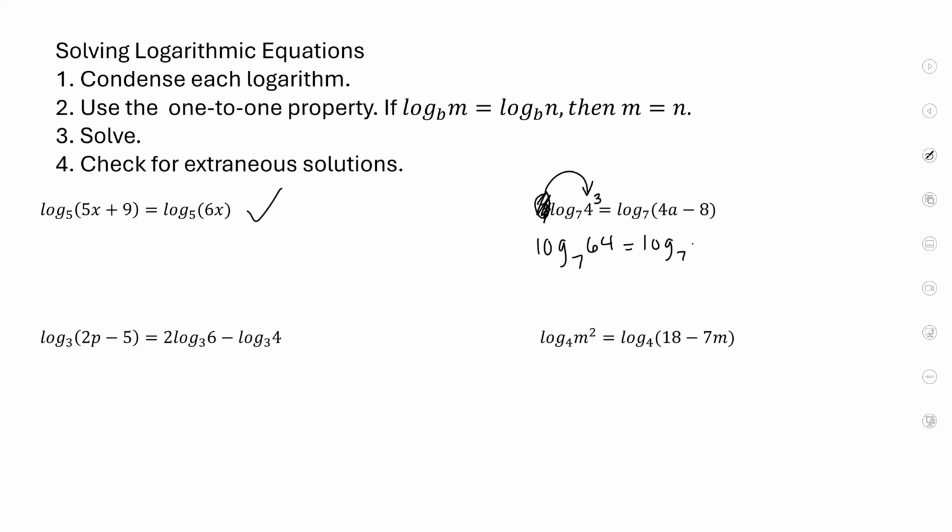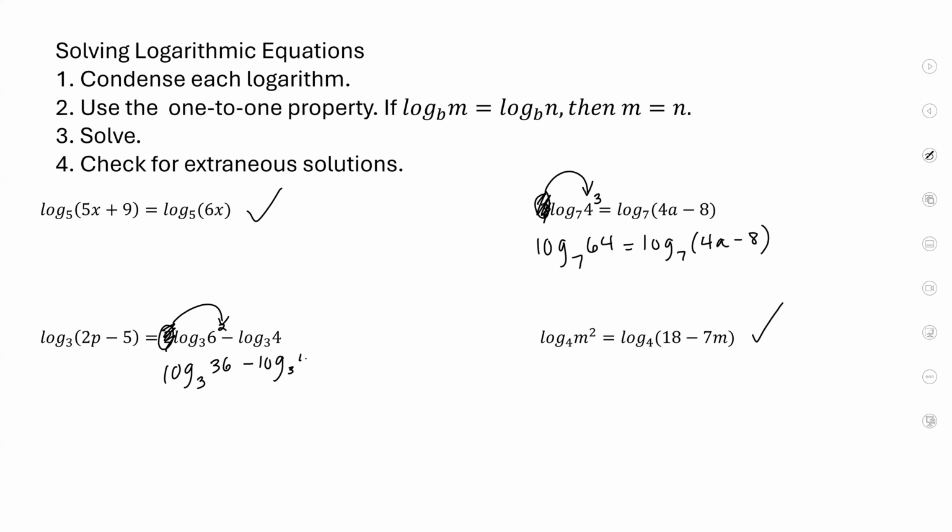This is what it means to condense the log on both sides. Okay, this one is already condensed. Over here, find this one on your page. This 2 can come up here and be the exponent. What is 6 squared? Good, so this becomes log base 3 of 36.